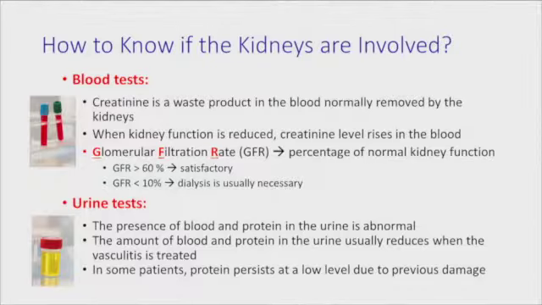We also do a urine test every time the patient comes to the clinic, and the presence of blood and protein in the urine is usually abnormal. The amount of blood and protein in the urine usually decreases when we start treatment for vasculitis. However, in some patients, as has been mentioned before, protein persists at a low level due to the previous damage. The previous scarring sometimes makes patients have permanent proteinuria.